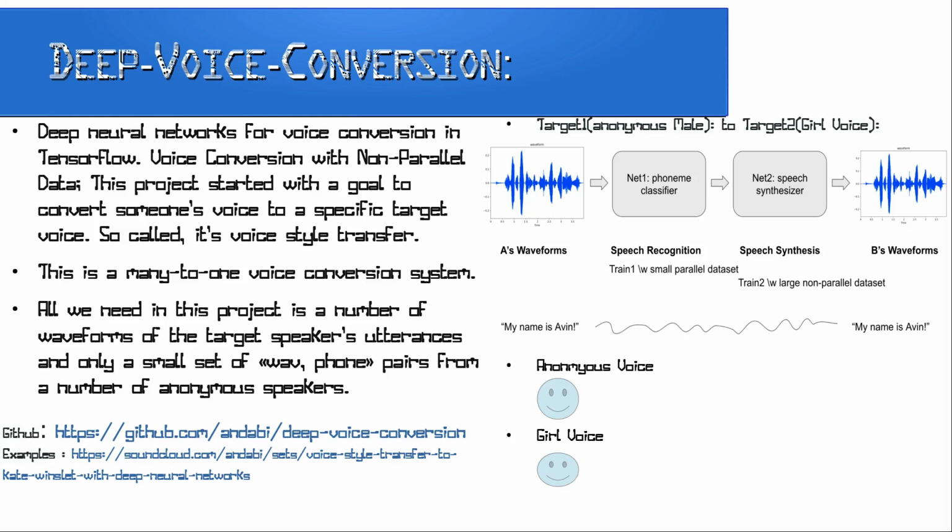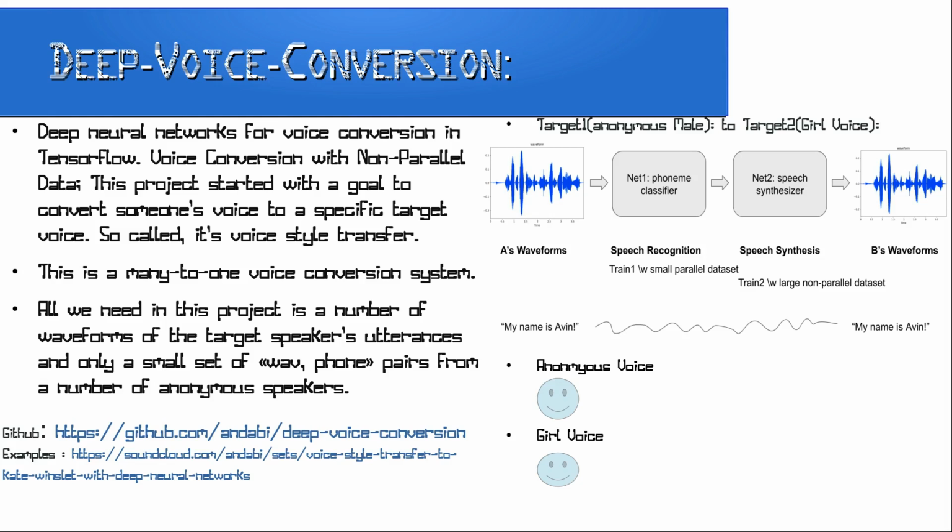The model architecture consists of two modules: Net1 Phoneme Classifier, Net2 Speech Synthesizer. So in the diagram you can see anonymous A's waveforms are fed in to Net1, which does the speech recognition and gives it as an input to the Net2, the speech synthesizer, which does the speech synthesis and gives the output in the B waveforms.